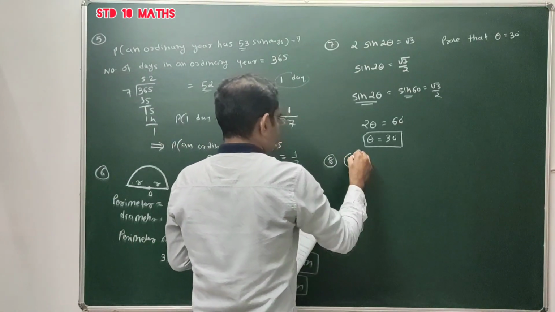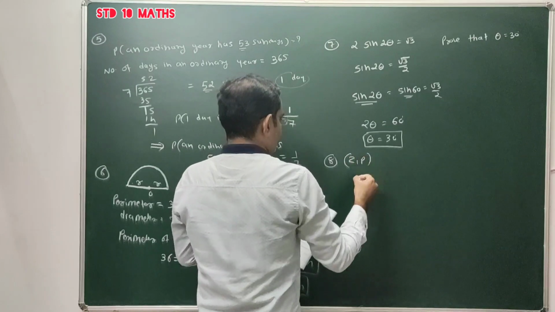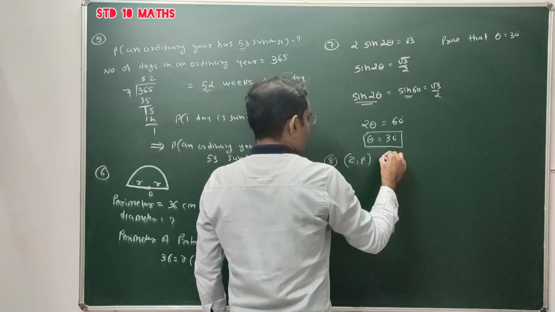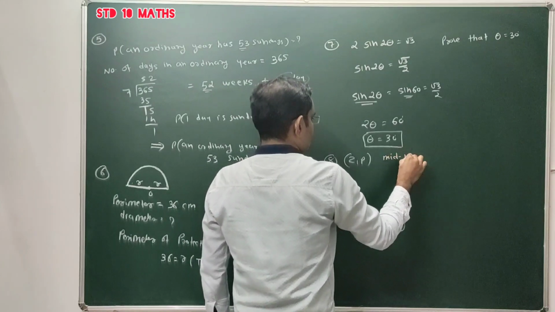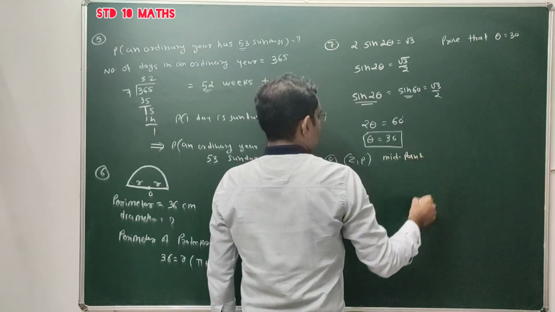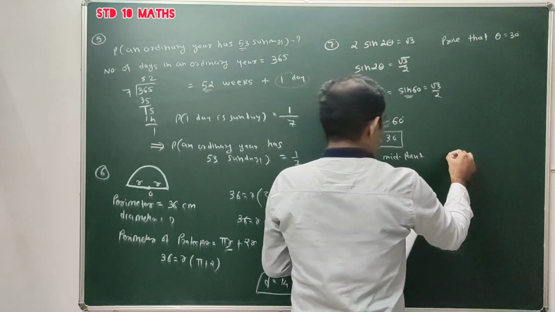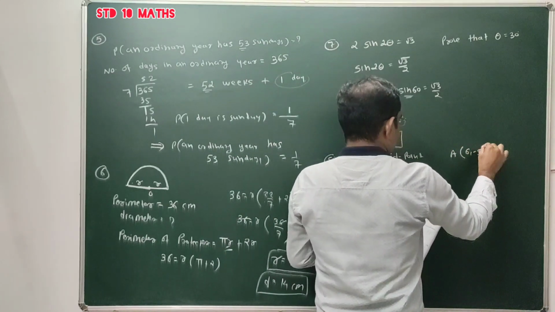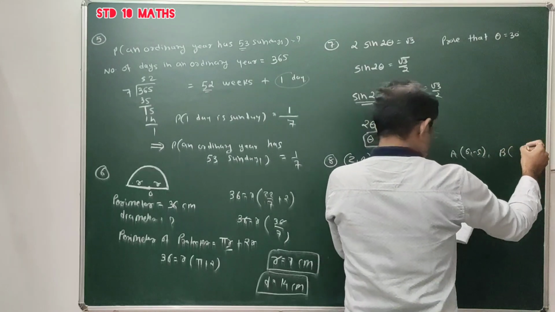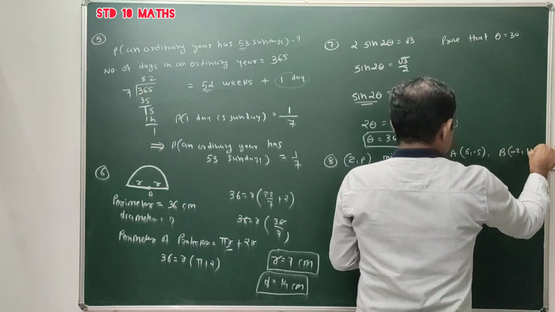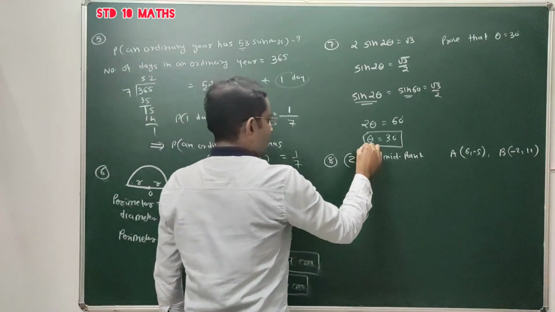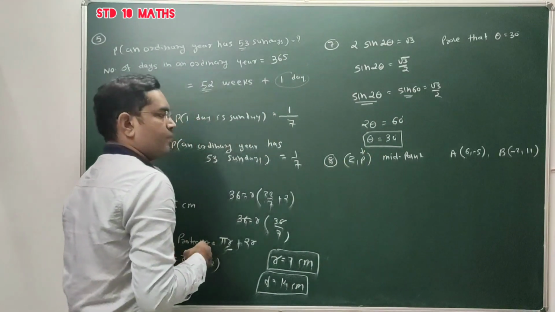Here we are given that point 2p is the midpoint of the line segment joining these 2 points. Which 2 points? A (6, -5) and B (-2, 11). So find the value of this p, the y coordinate of this midpoint.